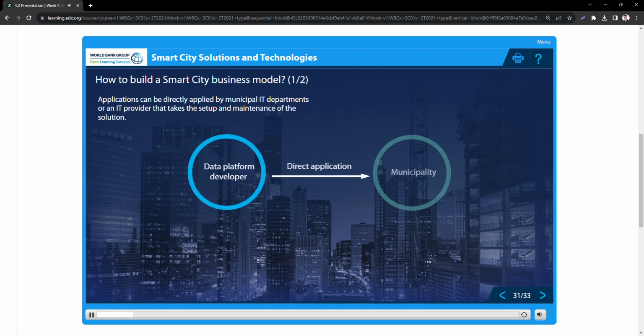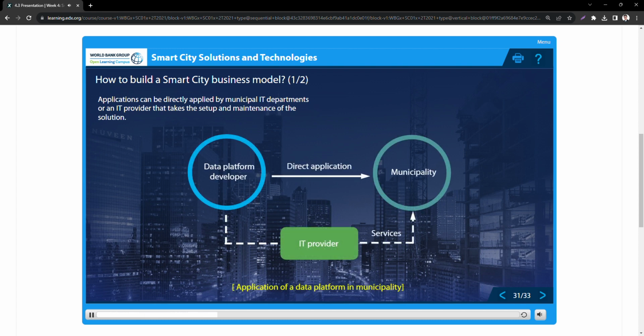This slide shows a case example of a business model, delineating an opportunity for SMEs to provide services. The application of a data platform developer can be directly applied by a municipal IT department, or an IT provider takes the setup and maintenance of the solution.